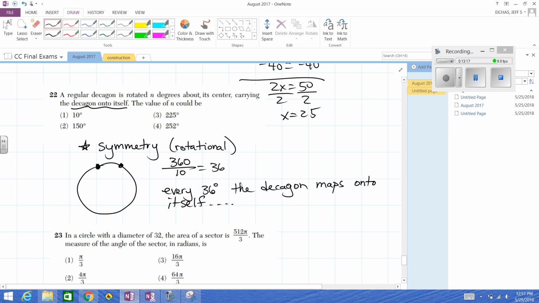What we then do is we look at all the choices and say, which one's divisible by 36? Well, 10 divided by 36, no way, that's not going to be a whole number. 150 divided by 36, I'm pretty confident that's a decimal. It's 4-ish. 225 is not going to work. Okay, now we look at 252 divided by 36. Now let me check that. I think it's 7. 252 divided by 36. Yeah, it is 7. So 7 of those 36-degree moves is perfect because it'll map onto itself. Very tricky question to a problem that used to be pretty easy.